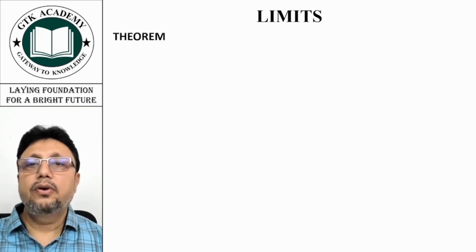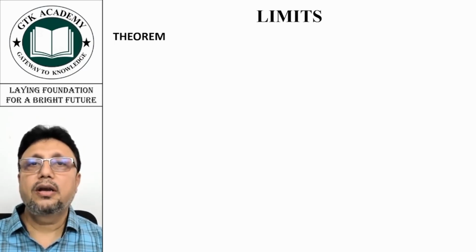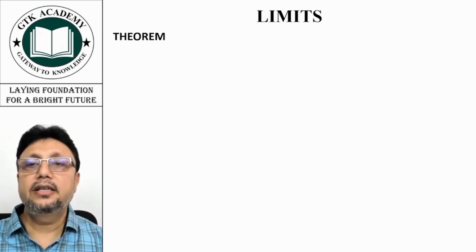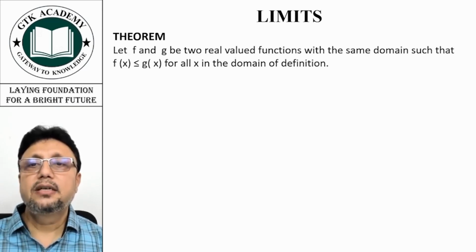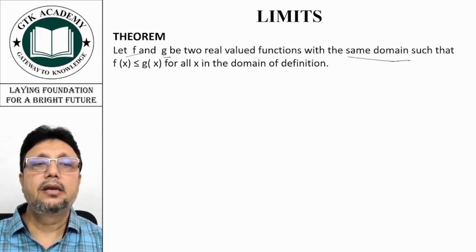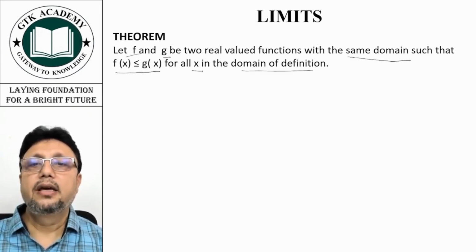Now today we are going to discuss a very important theorem, but before that let us discuss one more theorem, which is a prerequisite for understanding the theorem which we are going to discuss shortly. Now the theorem says that let f and g be two real valued functions with the same domain, such that f(x) is always less than g(x) for all x in the domain.